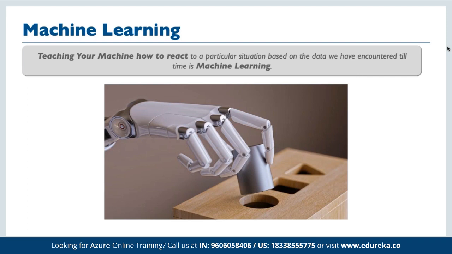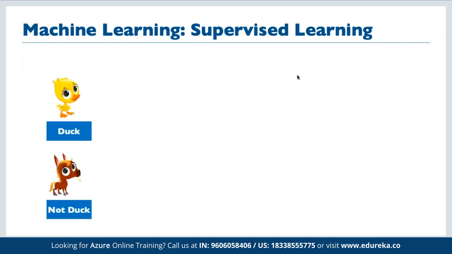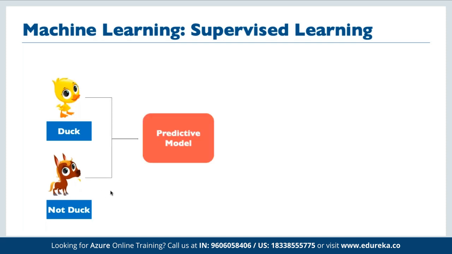Now, if we talk about the components of machine learning, we have three types of learning offered by the ML, or machine learning, module. First of all, we have supervised learning. Supervised learning is basically labeled. Here in supervised learning, we use labeled data sets. Let's say we have labeled this creature as duck and we have labeled it as not duck. And now we are going to use this for prediction modeling.